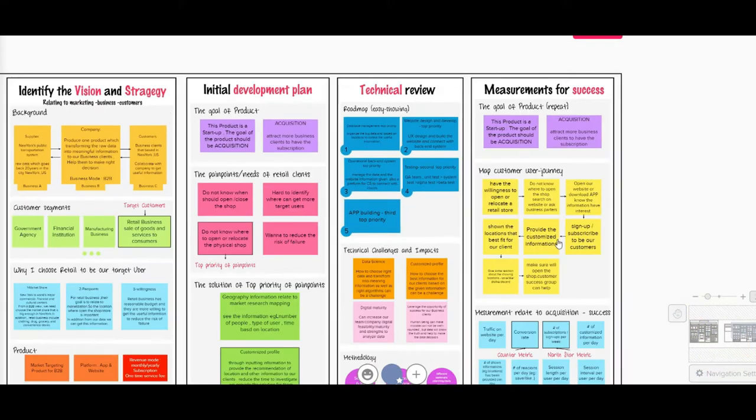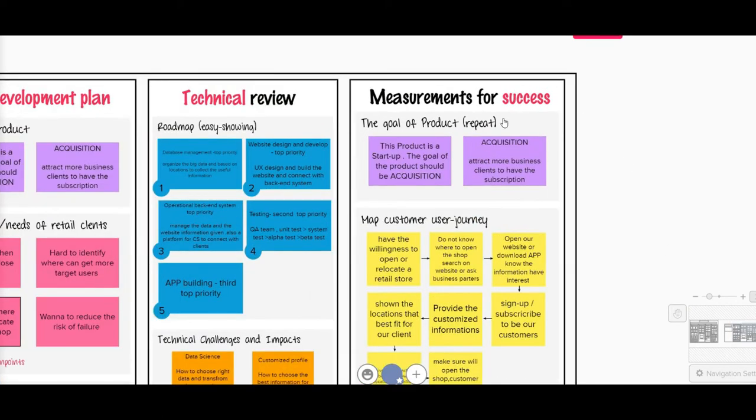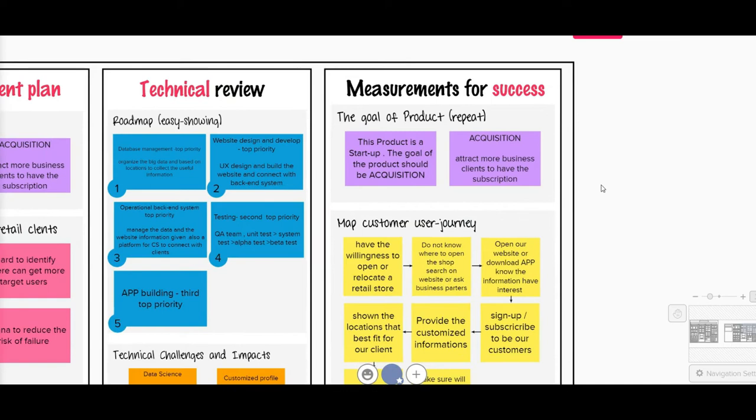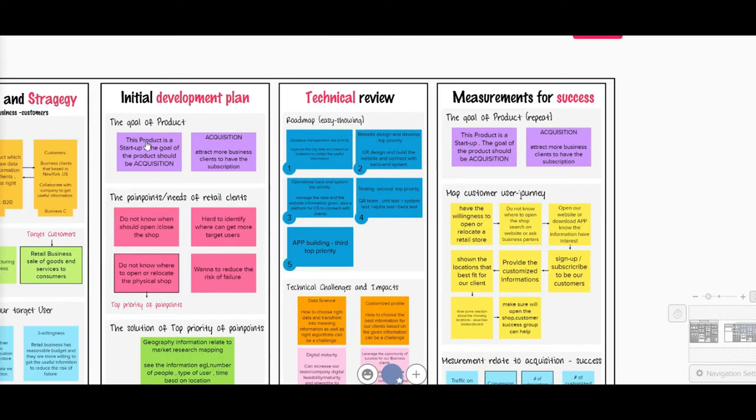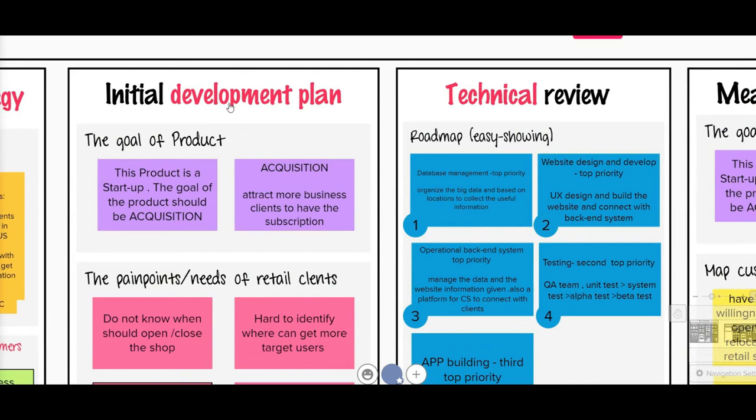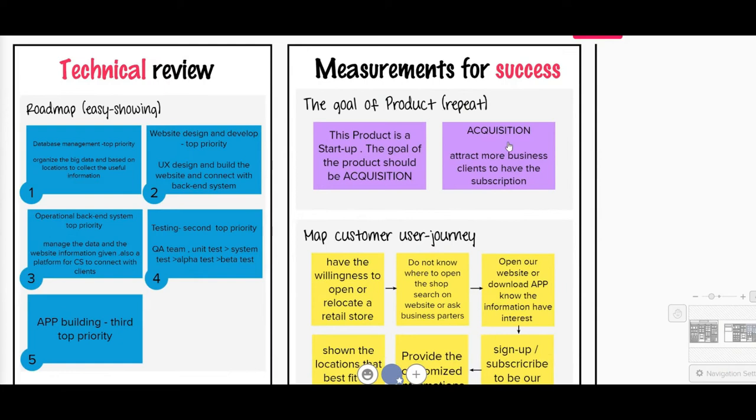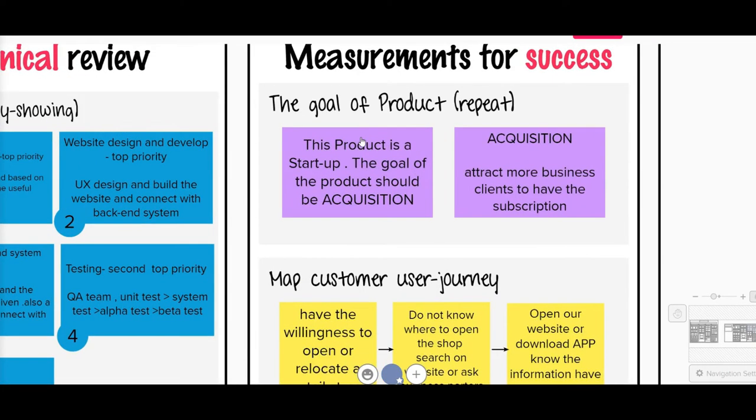So in this last video related to this case study, I want to talk about how to measure the success of this data product. Before we measure the success of one platform or software or app, the first thing we should do is identify the goal of the product. As you can see, when I was talking about the initial development plan, I had already identified the goal of the product. So it's here just to repeat the information, to refresh the memory about it.